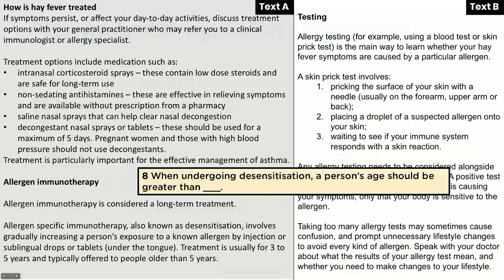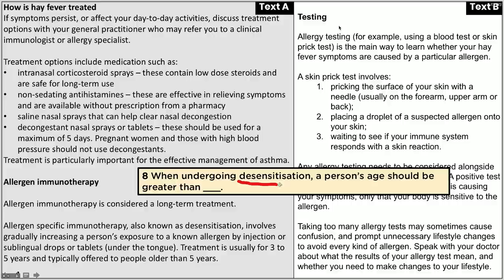So number 8, when undergoing desensitization, a person's age should be greater than what? All right. I'm gonna have to scan my eyes across these texts here, because desensitization, this is definitely a key word that I wanna look for. So let's look across here. Can you see the word desensitization? Maybe I've missed it here. Where is it? Oh, hold on. Look at this. Desensitization. Okay, so I'm gonna ignore text B because I found the keyword.